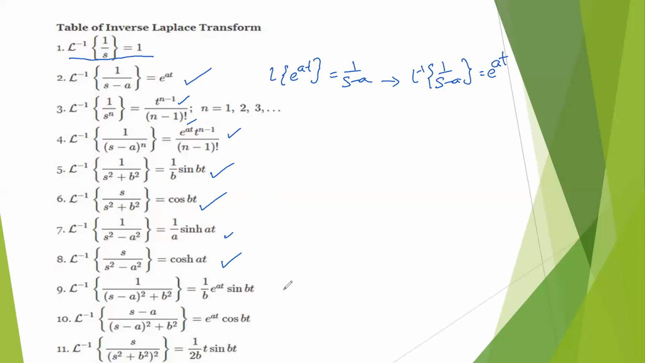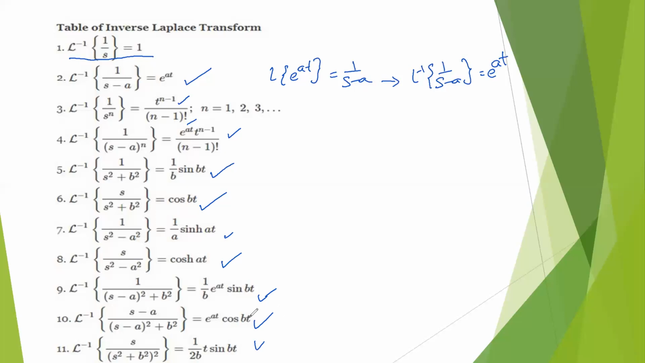The inverse Laplace transformation of 1 by s minus a whole square plus b square is 1 by b into e power at into sine bt. Similarly, the inverse Laplace transformation of s minus a divided by s minus a whole square plus b square is e power at into cos bt. The inverse Laplace transformation of s by s square plus b square whole square is 1 by 2b into t into sine bt. With the help of these standard formulas, we are going to solve the sums in inverse Laplace transformation.